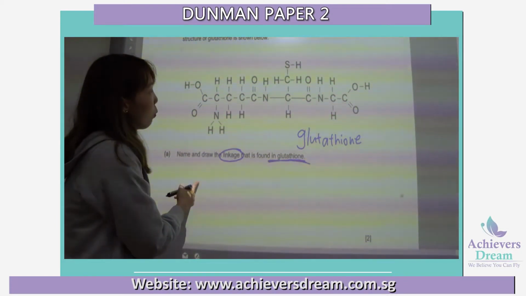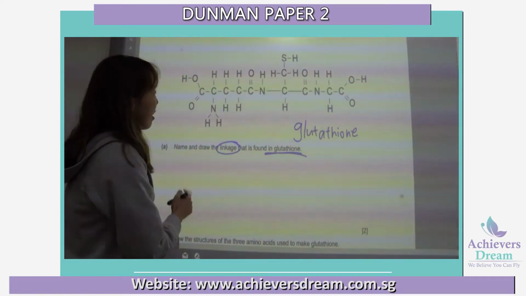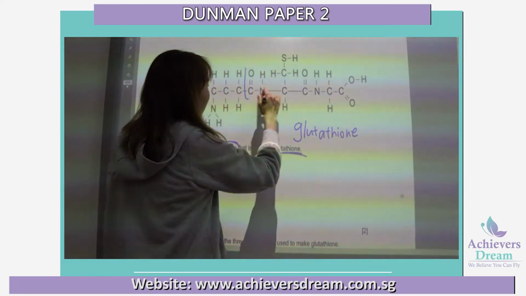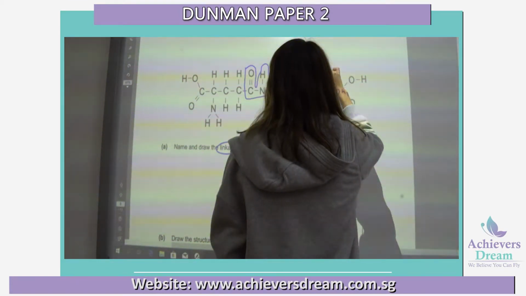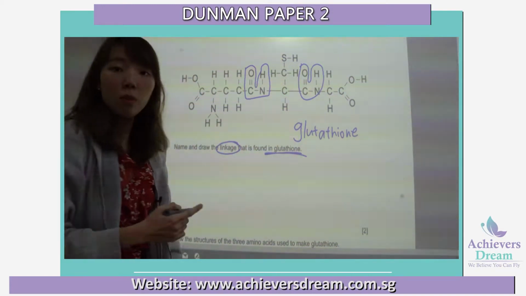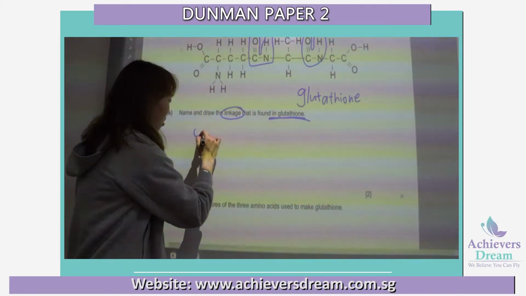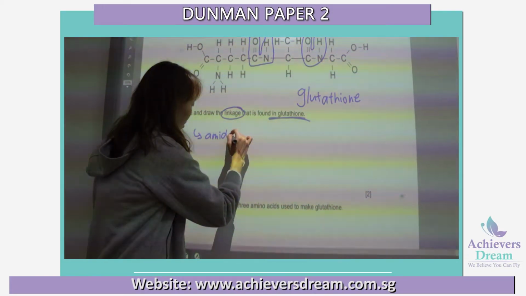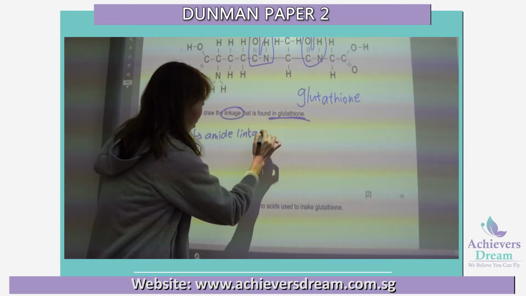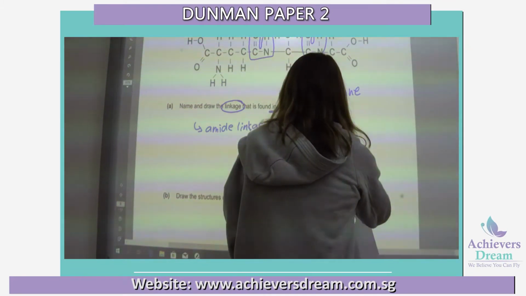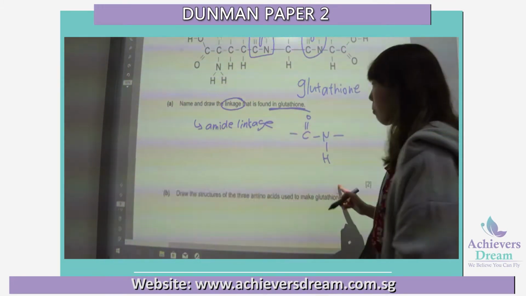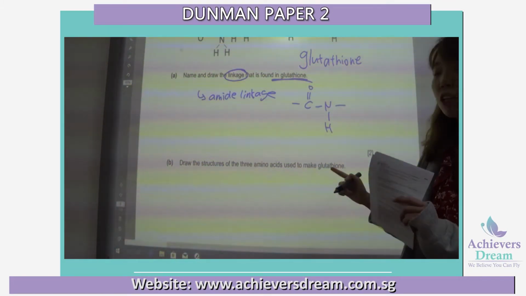Part A, name and draw the linkage that is found in this. So let's look. What is the linkage present? This is your amide linkage, correct? So, how does your amide linkage look like? And how is your amide linkage formed?